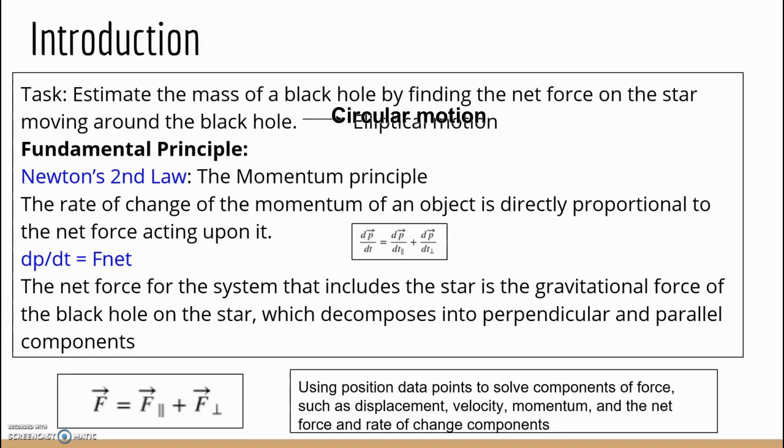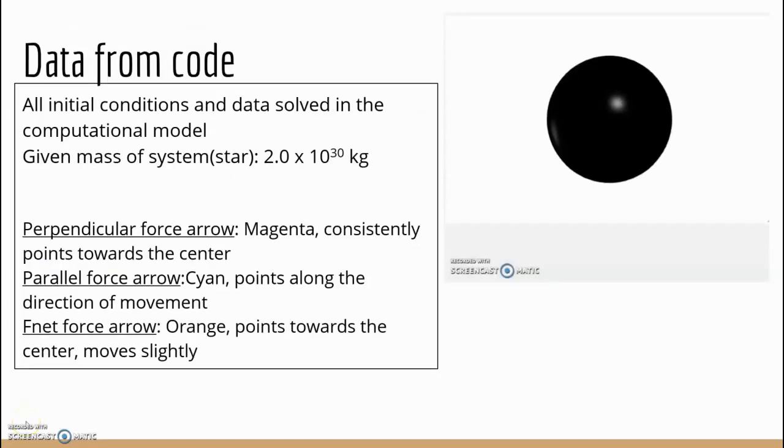The only force acting in the system is the gravitational force of the black hole on the star, which is an attractive force. The initial conditions for the system were solved for in the computational model, such as the trajectory that gave the position data. The mass of the star is 2 × 10⁻³ kg.